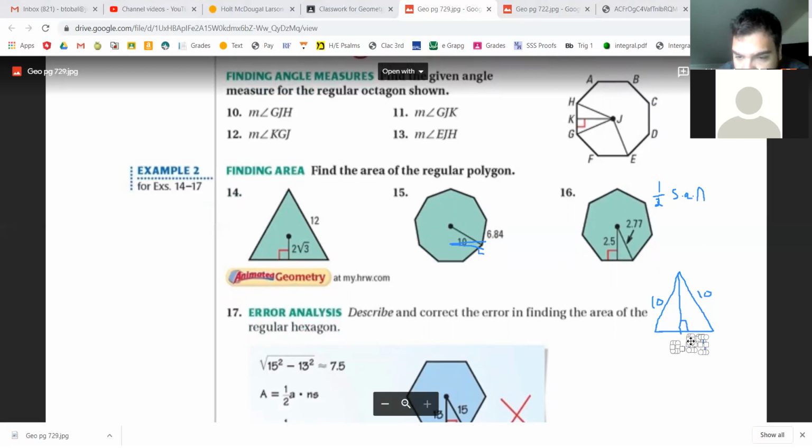We could find how long this piece is by first cutting it in half. So we're going to cut 6.84 in half. And that's going to be 3.42. Okay. This is a right triangle. So Rivka, what is our theorem that we use to find the side of a right triangle? You remember what it's called?